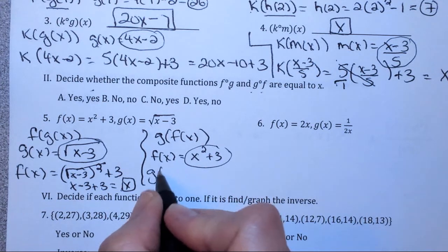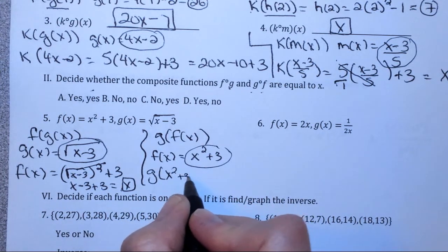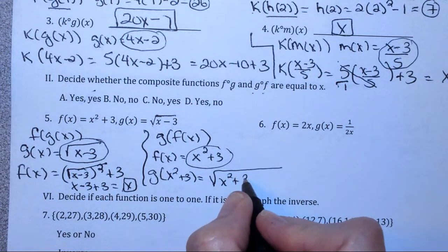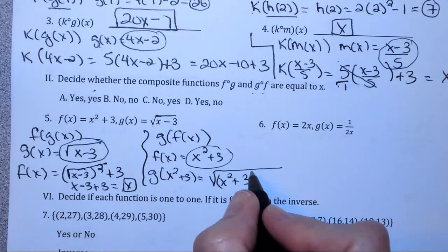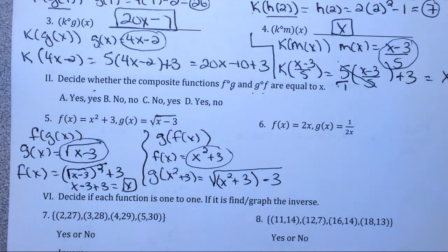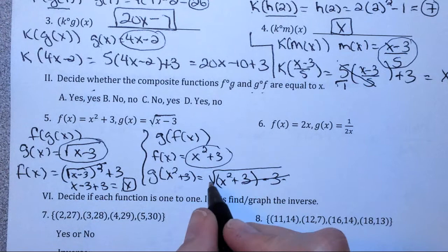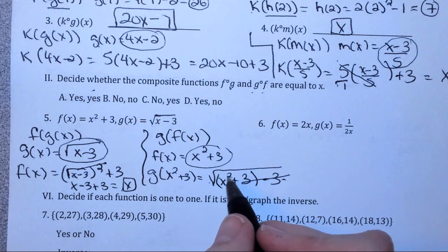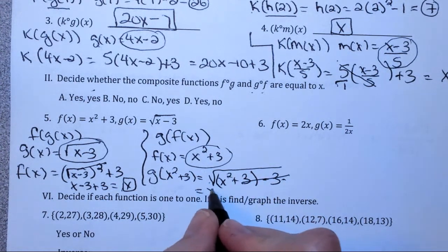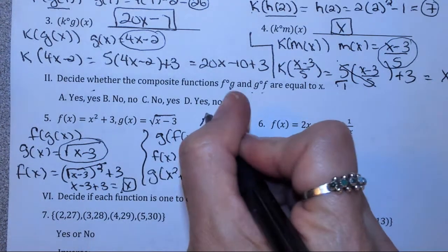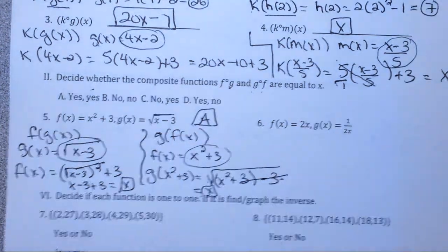So g of x squared plus 3 equals the square root of x squared plus 3. All of this represents the x minus 3. Well, I can go ahead and cancel these two out. So I have the square root of x squared, and again, a square and a square root cancel, so it equals x. So it's yes, yes, which is choice A.